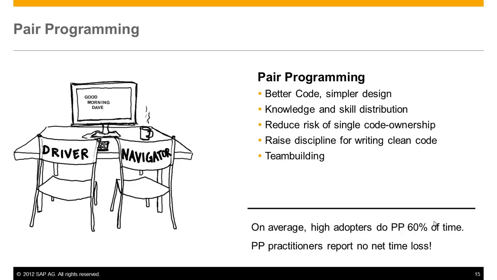Also, we do not say that pair programming should be done 100% of the time, but typically the average for high adopters, so people really who are doing this a lot, is to do it about 60% of the time.